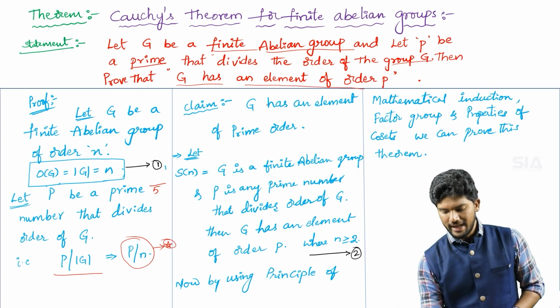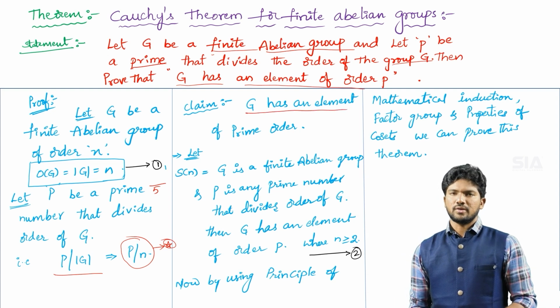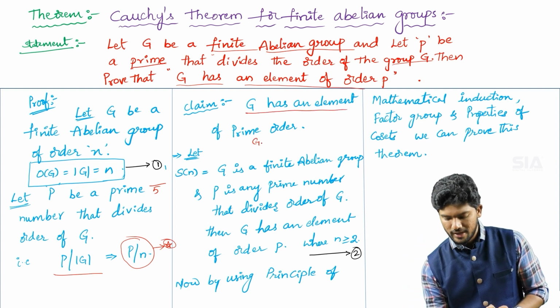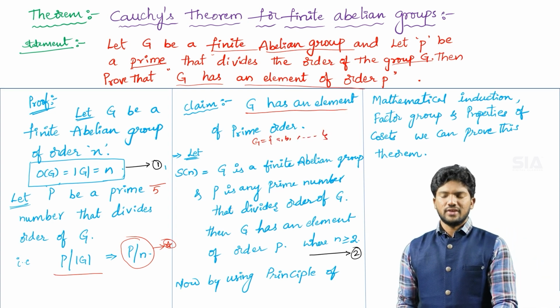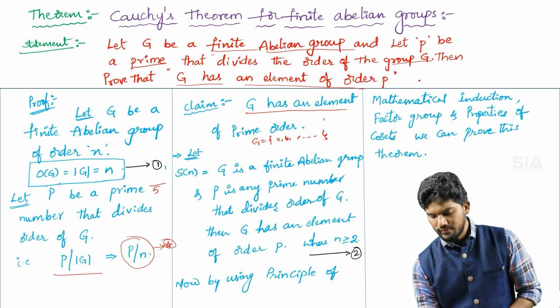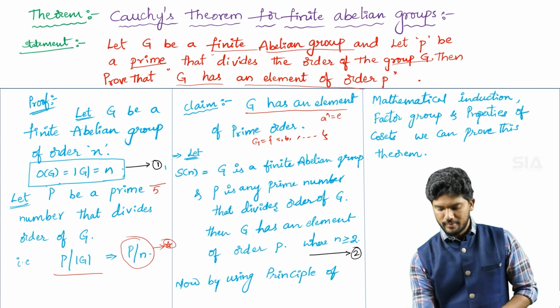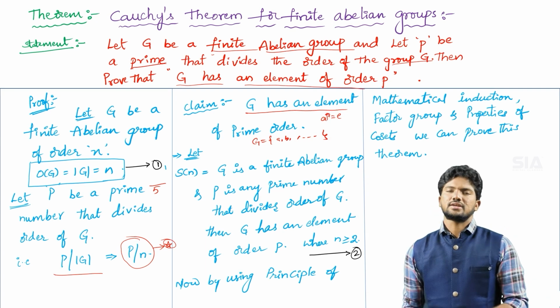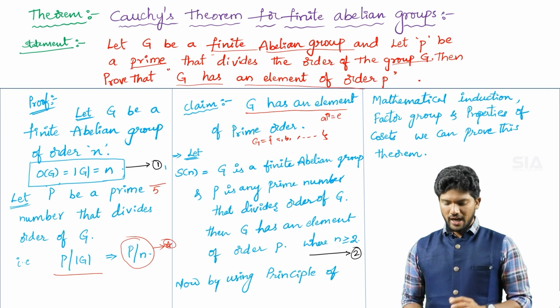Now the claim is that G has an element of prime order. If you take a group G with elements a, b, c, d, we have to prove that out of the finite number of elements, there is one element whose order is equal to P, that is, a to the power P is equal to e. That order is equal to the prime number. We have to show that.